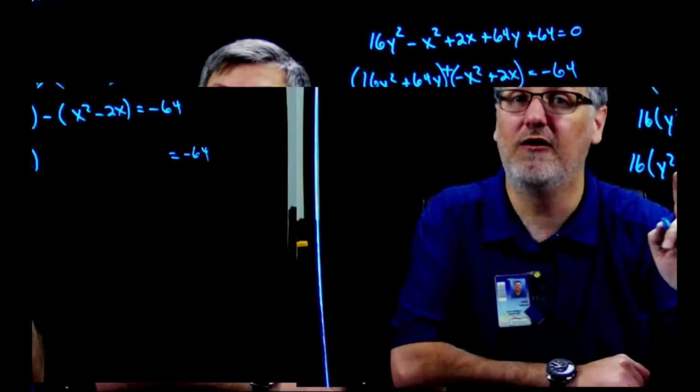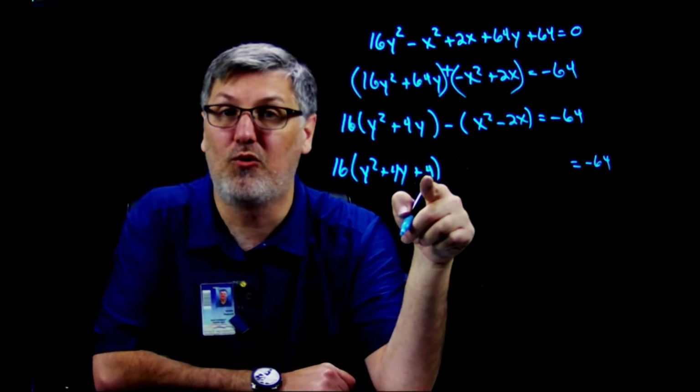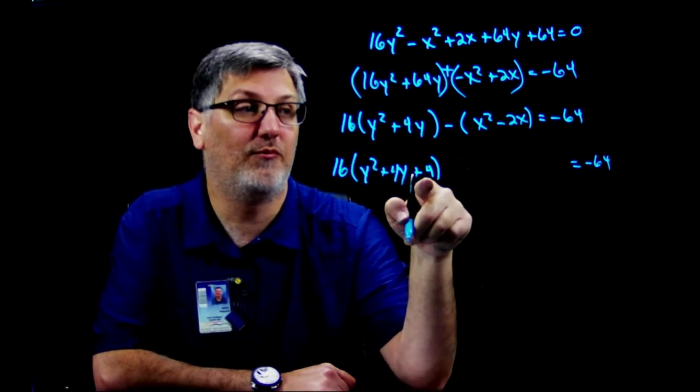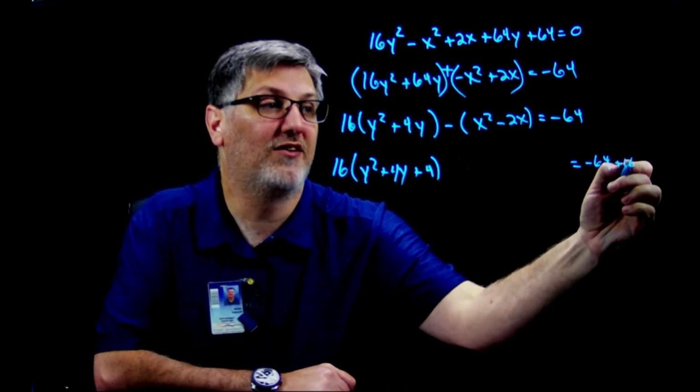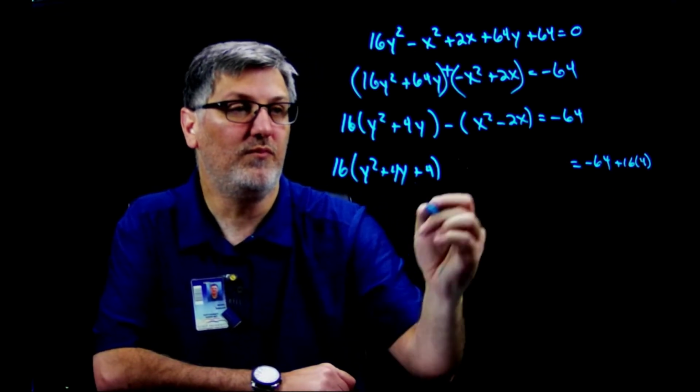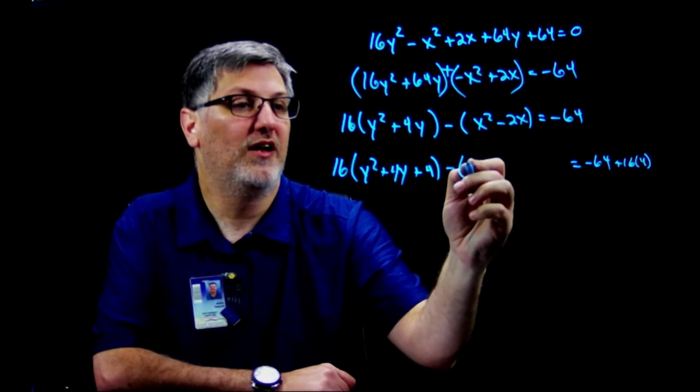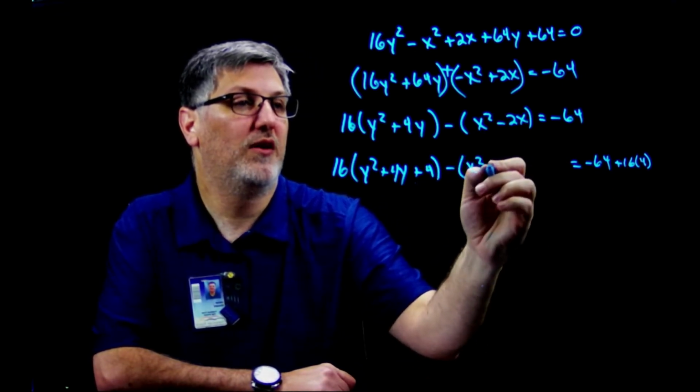I have to be careful. I didn't just add 4, I added 16 times 4. So I'm going to add 16 times 4. Now I'm going to do a minus, and I've got my x squared minus my 2x.